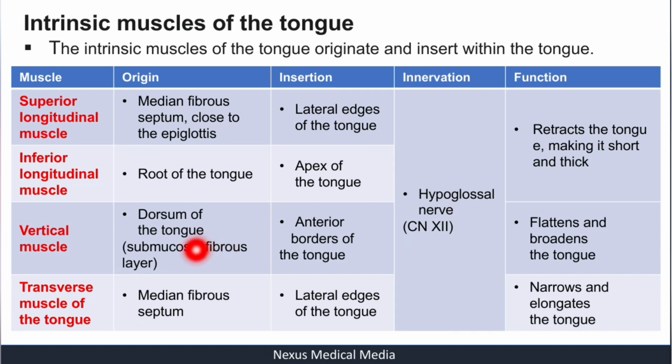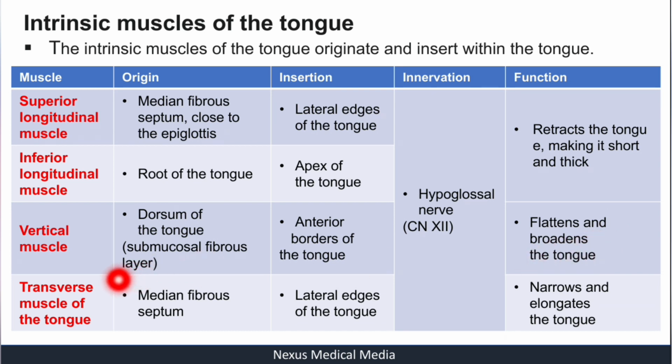Next is the vertical muscle. The origin is the dorsum of the tongue, the submucosal fibrous layer. Insertion is the anterior borders of the tongue. Innervation, hypoglossal nerve. And the function is flattening and broadening of the tongue.